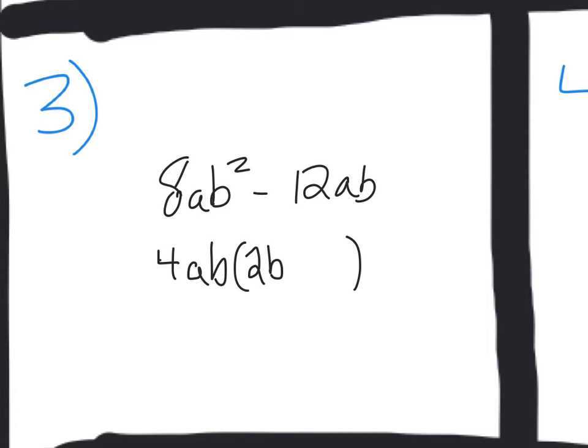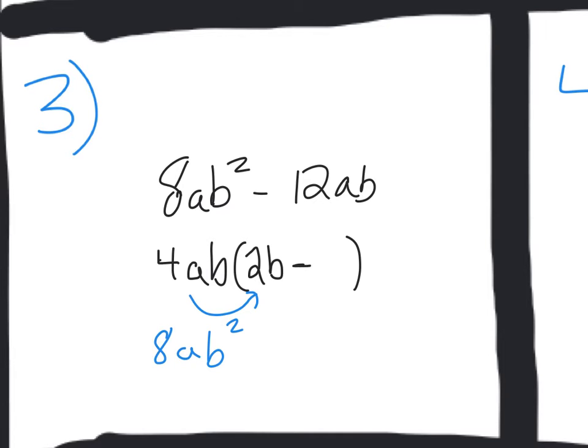And then if you ever want to double check your work, multiply that back out. 4 times 2 is 8. A times just itself is A. And then B times B is B squared. So there you go. That's your original. So you did a good job of factoring there.